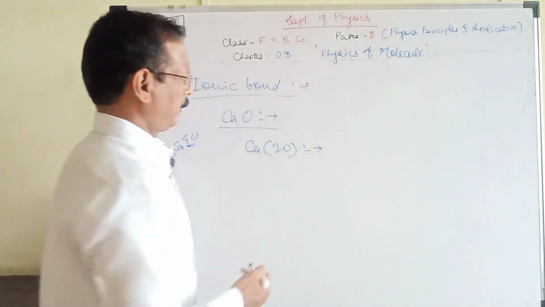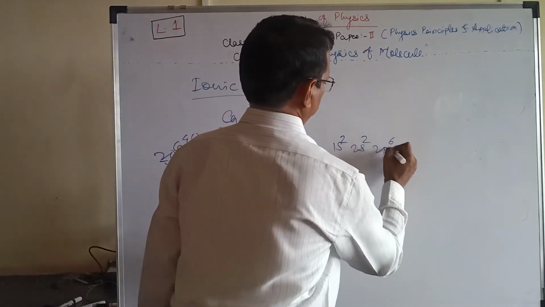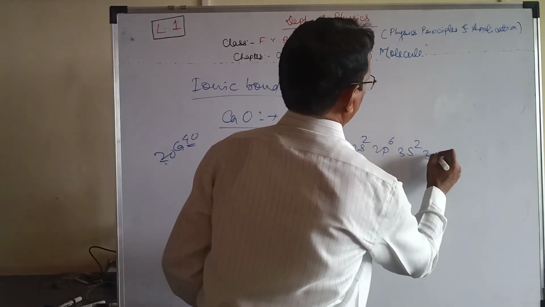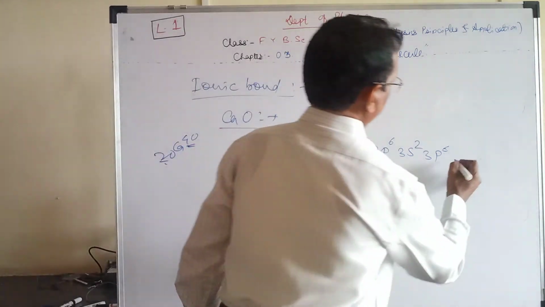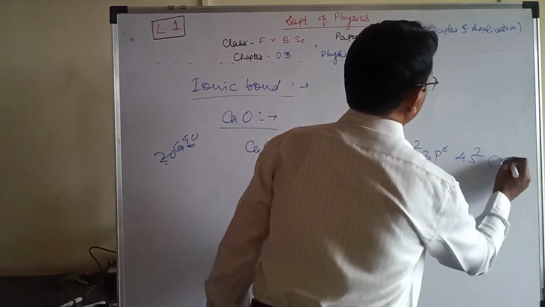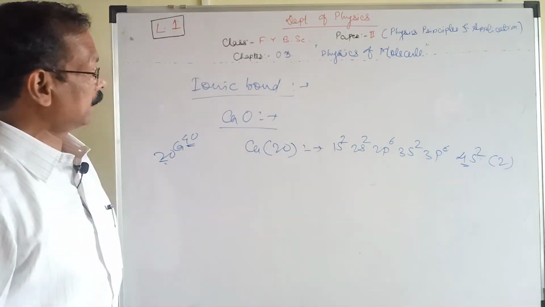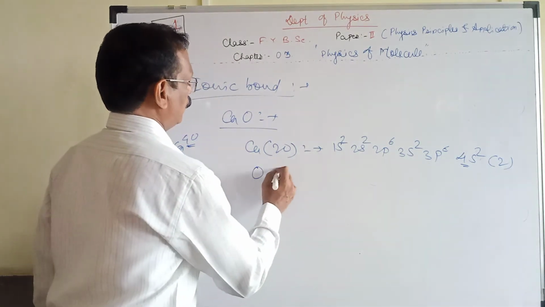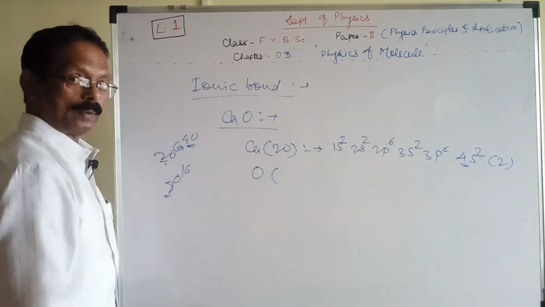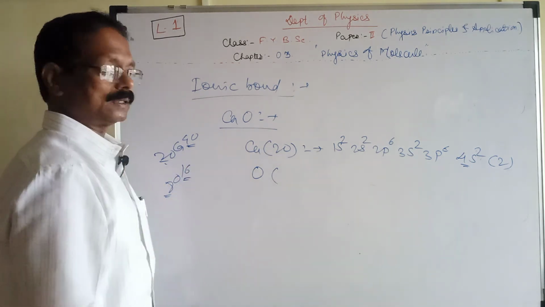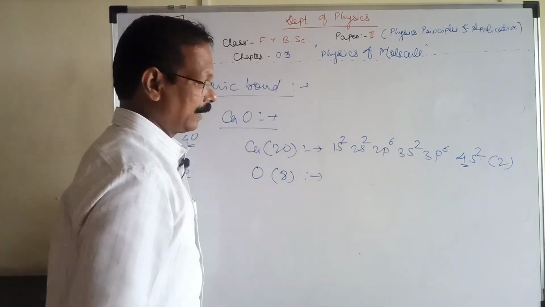So what is the electronic configuration? It is 1s2, 2s2, 2p6, 3s2, 3p6, and then 4s2. So in this case, in the fourth orbit, there are 2 electrons in the outermost orbit. And we know O is 8O16: the atomic number is 8 and the mass number is 16. So the atomic number is 8. So what is its electronic configuration?